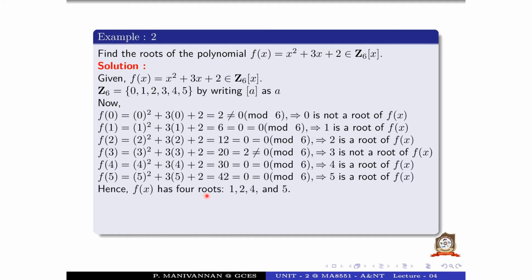Hence f(x) has 4 roots. What are the roots? 1 is a root, 2 is a root, 4 is a root, 5 is a root. Therefore this polynomial has the roots 1, 2, 4, 5. This polynomial has degree 2, but it has 4 roots. Since here the underlying ring is Z6, it is possible.